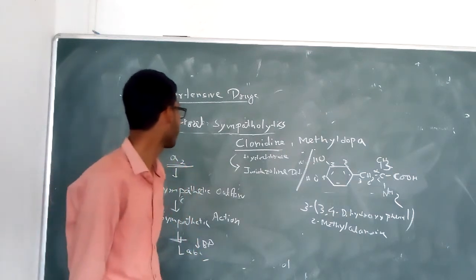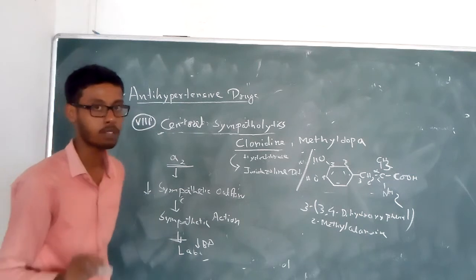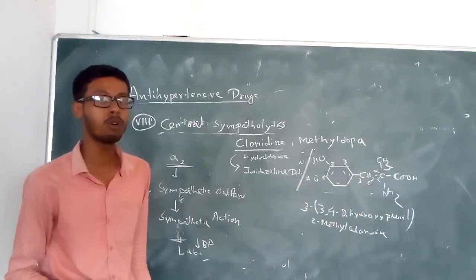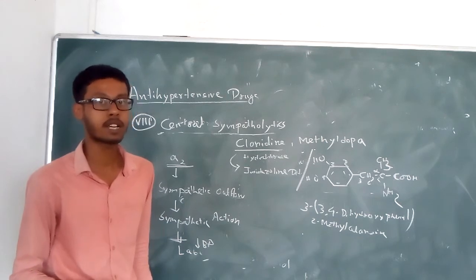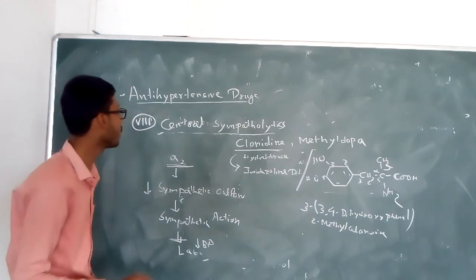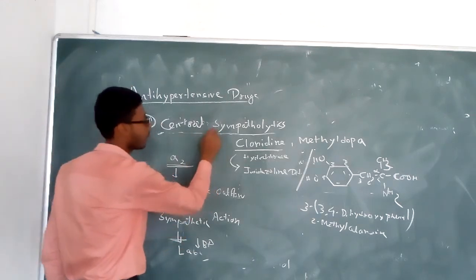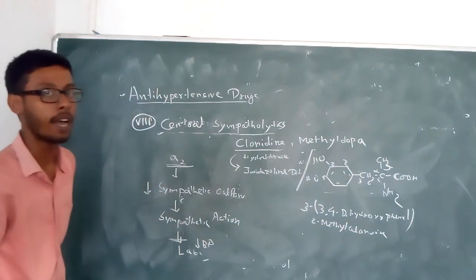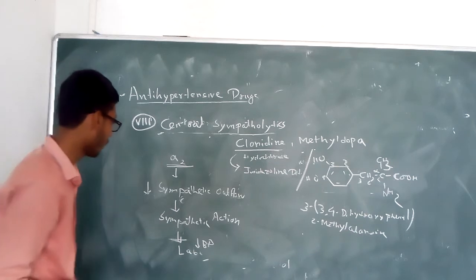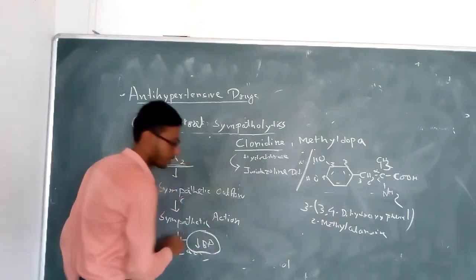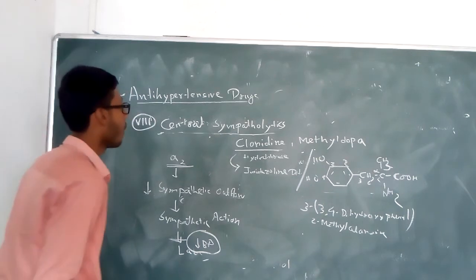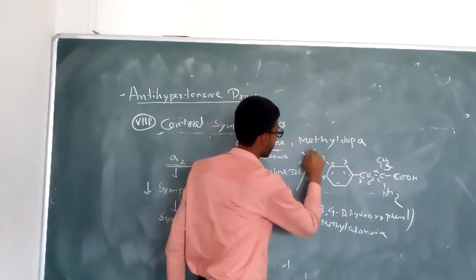So, as a central sympatholytic, it acts on the alpha 2 receptor and reduces the sympathetic outflow and sympathetic action. Thus it prevents the action of sympathomimetics, that is the action of adrenaline and noradrenaline, and finally results in a fall in blood pressure. This is the main mechanism of central sympatholytics. Methyldopa, that is the structure.